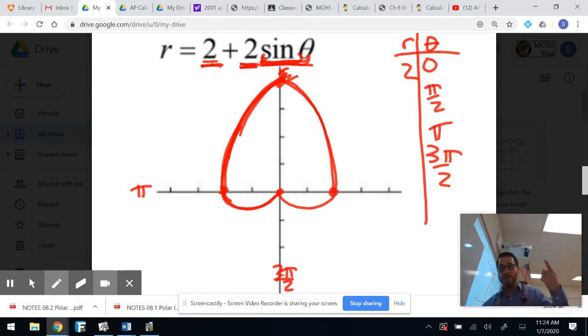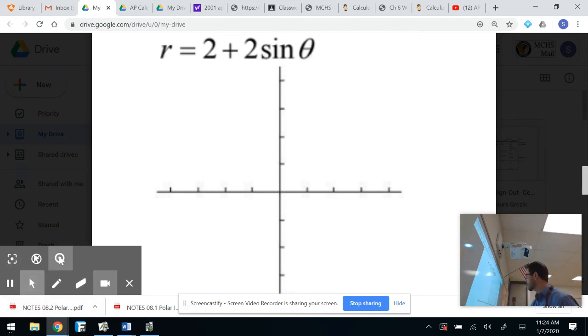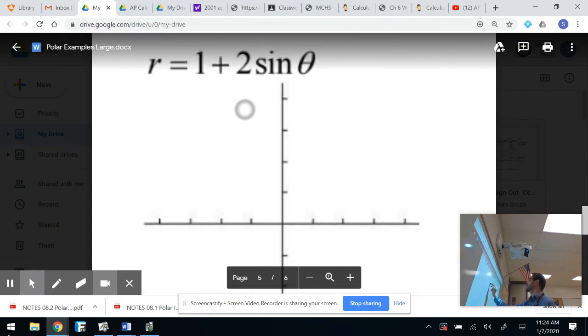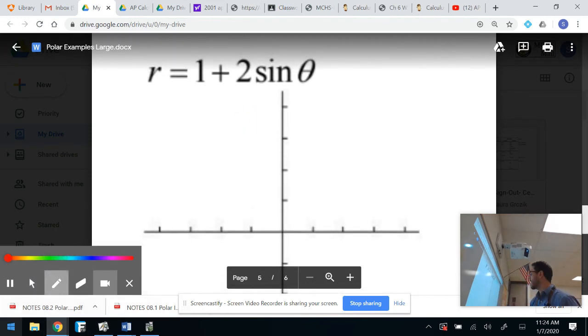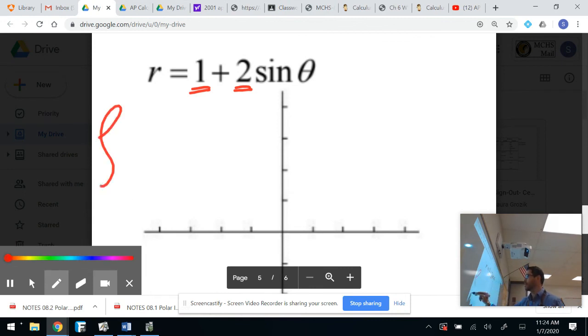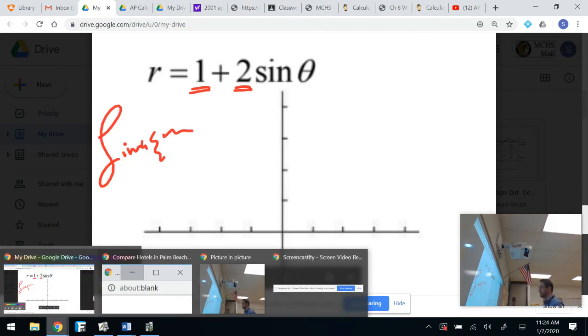All right, now for the next one, I want you to do the same thing. How quickly can you get that drawn? Here's our scenario number 5. This number is bigger. The coefficient is bigger than the constant. So what does that mean? It's going to be a limacon. What's a limacon? It's a cardioid with a loop, right?